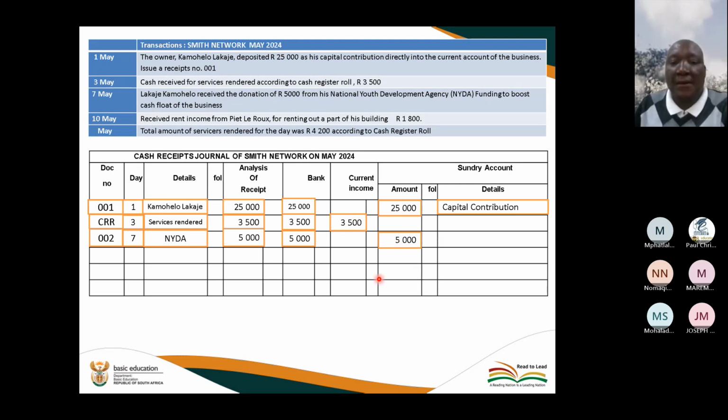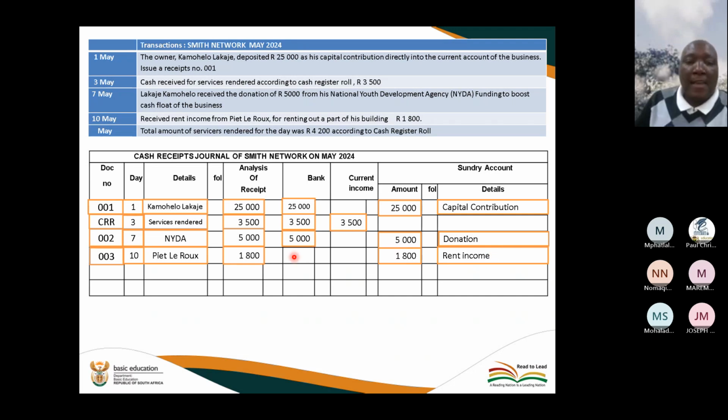Because it is a donation, we don't have the column for donation yet. It goes to the sundry 5,000 donation. And then on the 10th, we received income from Pitley Rose for renting out part of the building, 1,800. And then it is 003. As I've said, we continue with the sequencing number. On the 10th, Pitley Rose was paying 1,800. And then the money is transferred to the sundry 1,800, which is rent income.